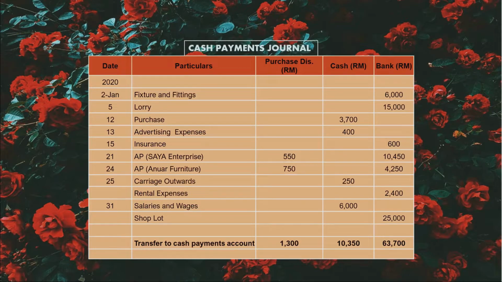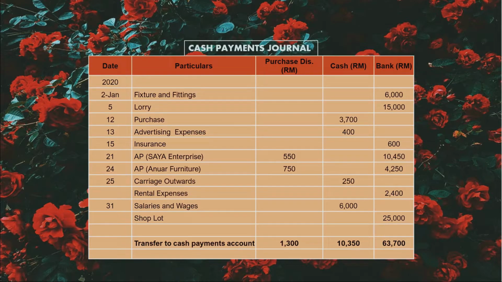The business received RM750 for cash discount. The payment made by the business is RM4,250. On 25 January, the business paid carriage outwards amounting to RM250 by cash. On the same day, the business also paid the rental expense amounting to RM2,400 by cheque. On 31st January, the business paid salaries and wages that amount to RM6,000 by cash.